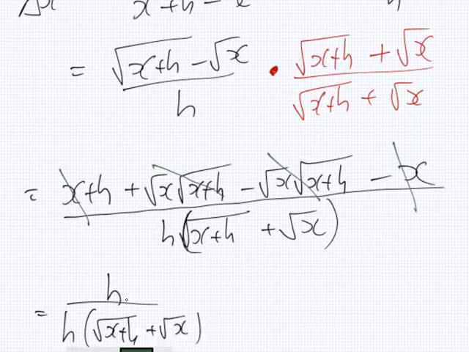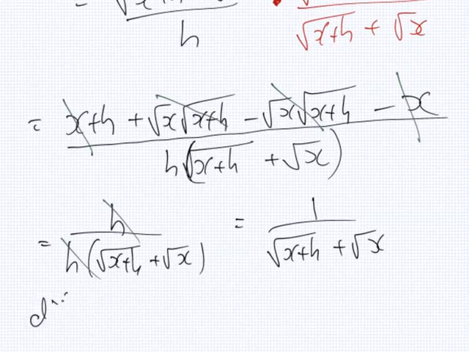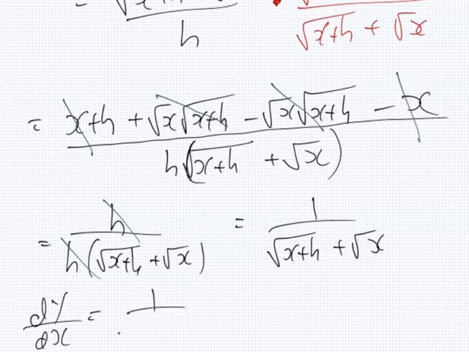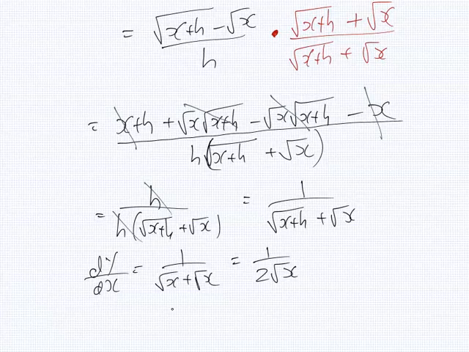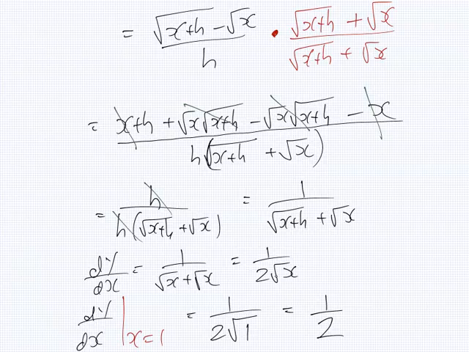Now what cancels? h is cancelled. So now I'm left with 1 over root x plus h plus root x. But what do we make h equal to? 0. So now I'm left with 1 over root x plus root x, which is 1 over 2 root x. But now I tell you what the x is in the question. What did I say? x equals 1. So this will be 1 over 2 root 1, which is 1 over 2. So this is the slope of the tangent at 1.